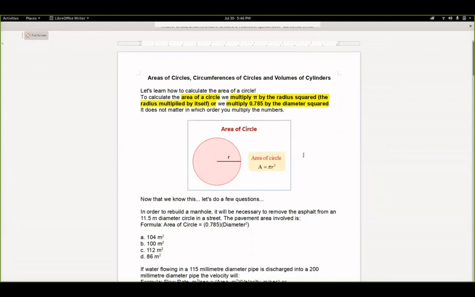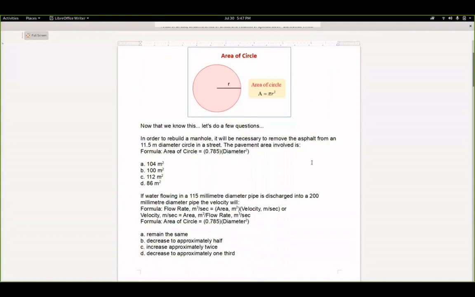The area of a circle, the formula is area equals pi r squared. So now that we know this, let's do a few questions. In order to rebuild a manhole, it will be necessary to remove the asphalt from an 11.5 meter diameter circle in a street. The pavement area involved, the formula is the area of the circle is equal to 0.785 times the diameter squared. So we know the diameter, so we're going to plug that in where it says diameter. So instead of the word diameter here, we have 11.5.